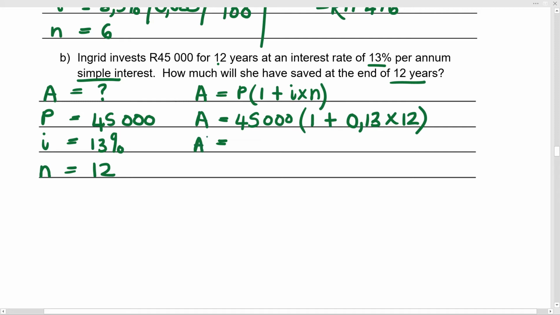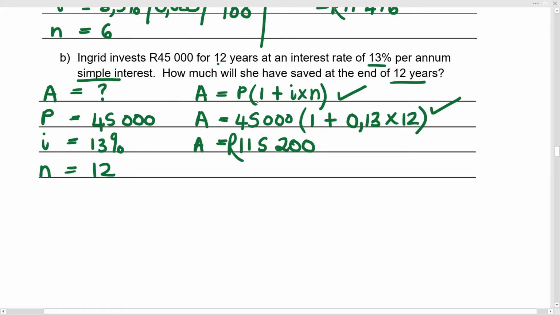Okay, and then I can get my marks for the formula, get my marks for substituting in, and then plug that all into the calculator. I don't have to show any steps after that point. I can just plug and play and get my answer straight away. You should get 115,200 Rand as the final amount.